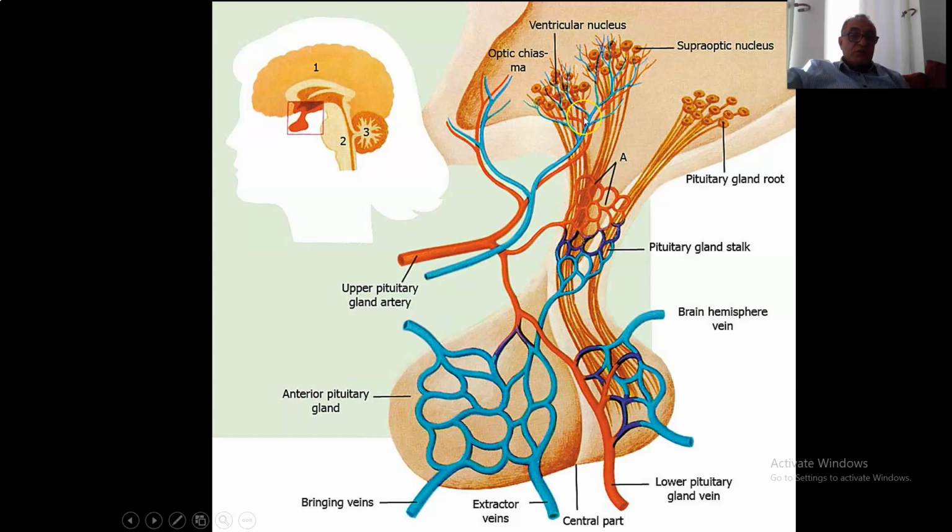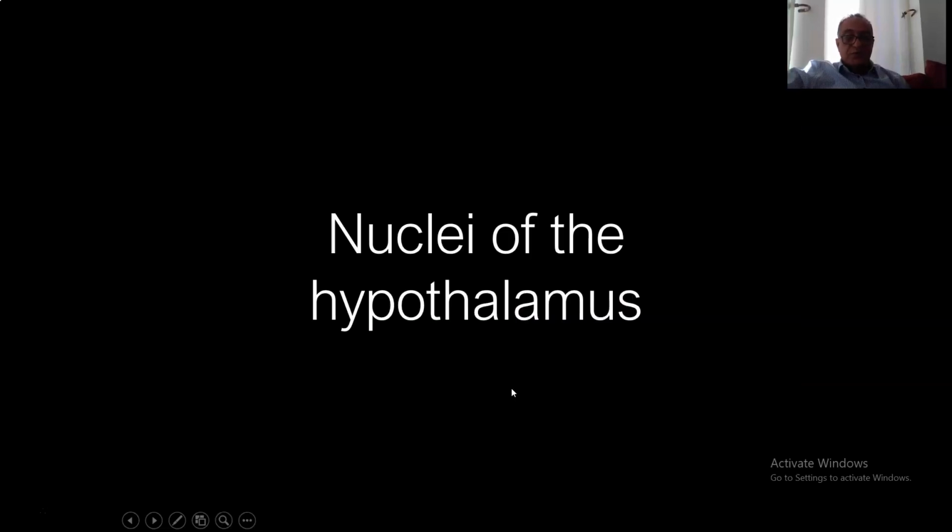This is another view showing parts of the hormones that are secreted in the hypothalamus and stored in the posterior pituitary, and the portal circulation taking the factors controlling the anterior pituitary hormones through this portal circulation.